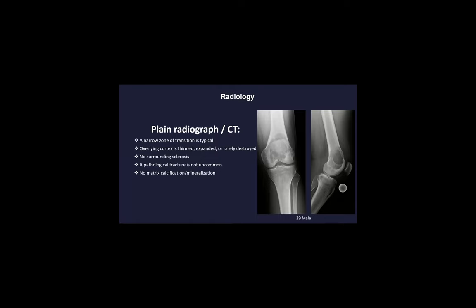What's very typical, and what helps us differentiate these from a very similar appearing chondroblastoma, is that these lesions tend not to have surrounding sclerosis at the margins. In addition, there's the age of the patient, because sometimes there can be some overlap between giant cell tumors and chondroblastomas. Pathologic fracture is not uncommon, as Dr. Fitchy mentioned, around 10%. We also don't expect to see matrix calcification or mineralization, unless they're treated with denosumab, which makes the lesion look entirely different during the course of that treatment.